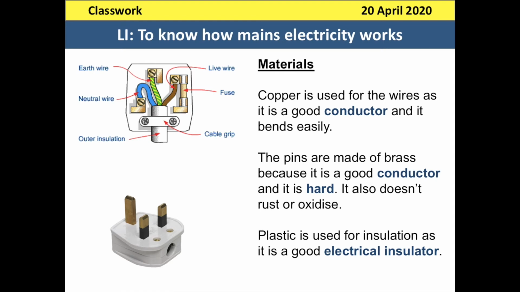The pins, though, we don't want to bend easily, and so therefore we make them out of brass. Brass is used because it's a good conductor and it is hard. It also doesn't rust or oxidise very easily. And then finally, plastic is used for insulation around the wires because it is a good electrical insulator.